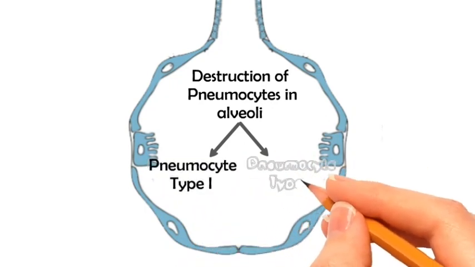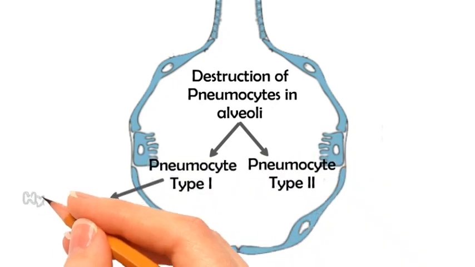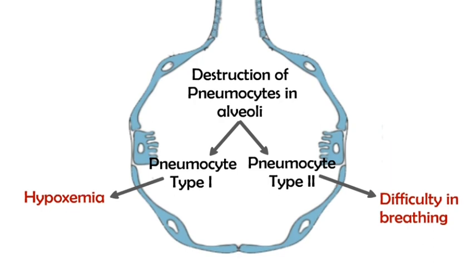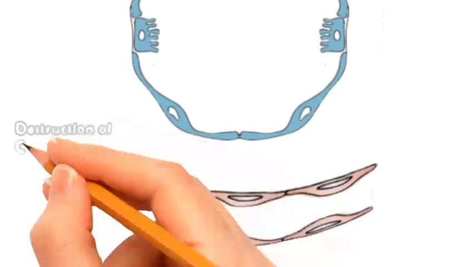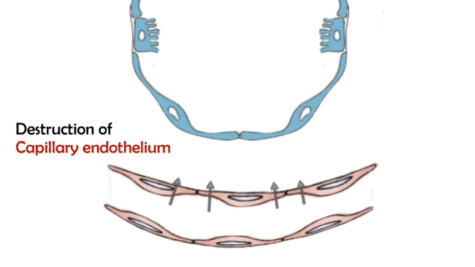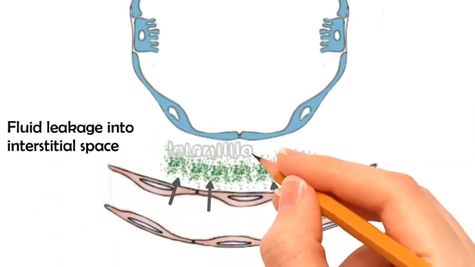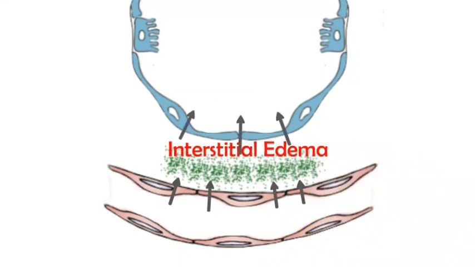The type 1 pneumocyte is involved in the diffusion of gases in the alveoli, and destruction to it leads to hypoxemia. The type 2 pneumocytes is involved in the production and secretion of surfactant, which provides the elastic properties of lungs, and destruction to it causes difficulty in breathing. Destruction of the capillary endothelium results in fluid leakage into the interstitial space, causing interstitial edema. Pulmonary edema occurs when this fluid enters the alveoli.